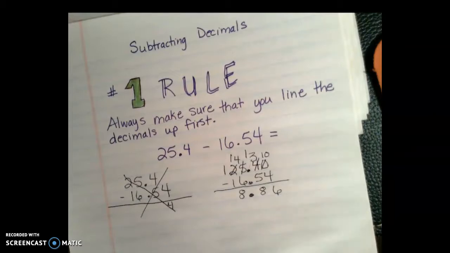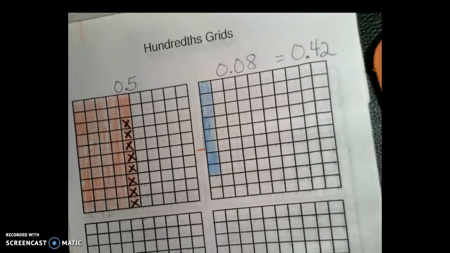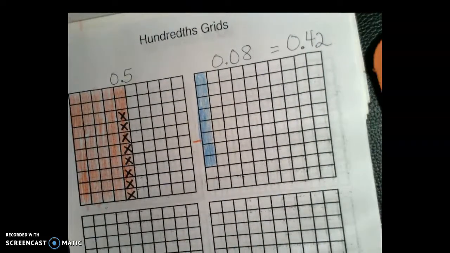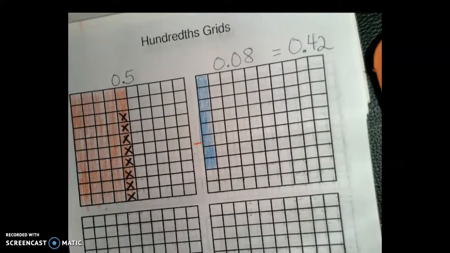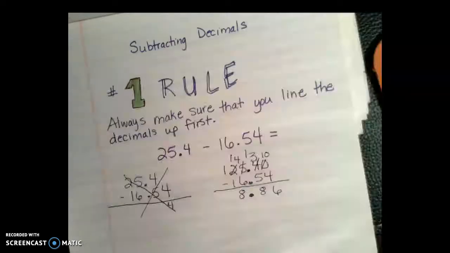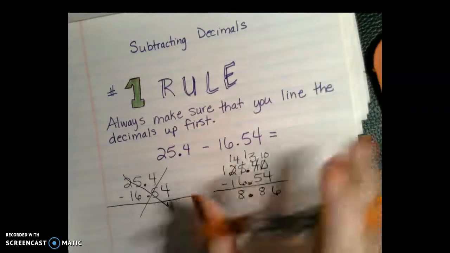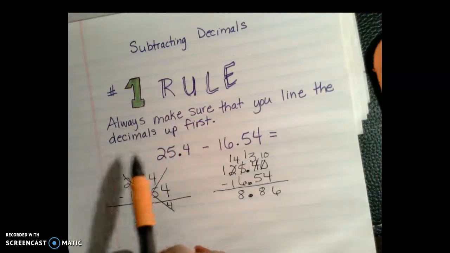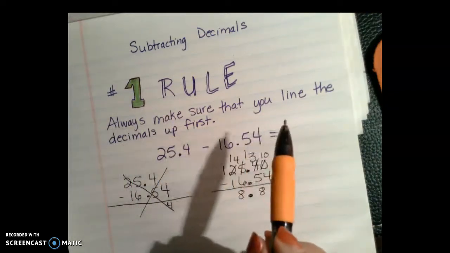Subtracting decimals is really not that difficult. You're just taking away. If you have access to some hundredths grids or want to find some on the internet and print them out, you can solve your decimal subtraction problems with a representation like we did here. Or you can just do it mathematically, but the number one rule is that you always have to make sure that you line the decimals up first.